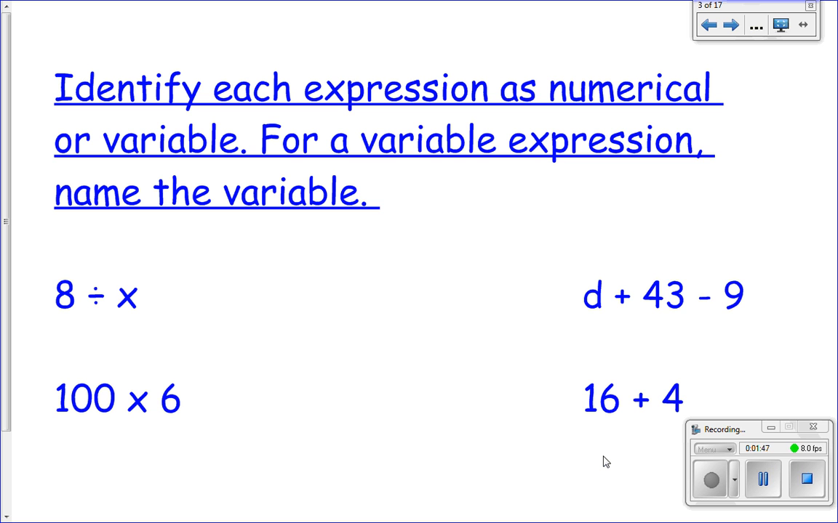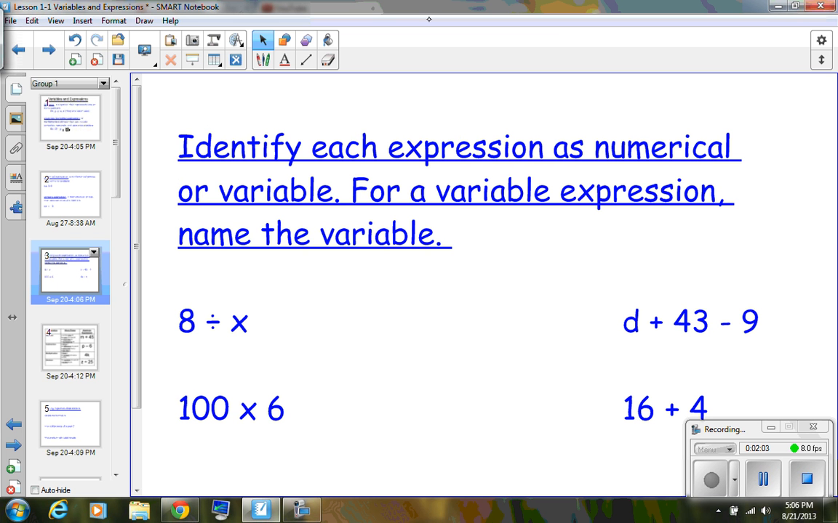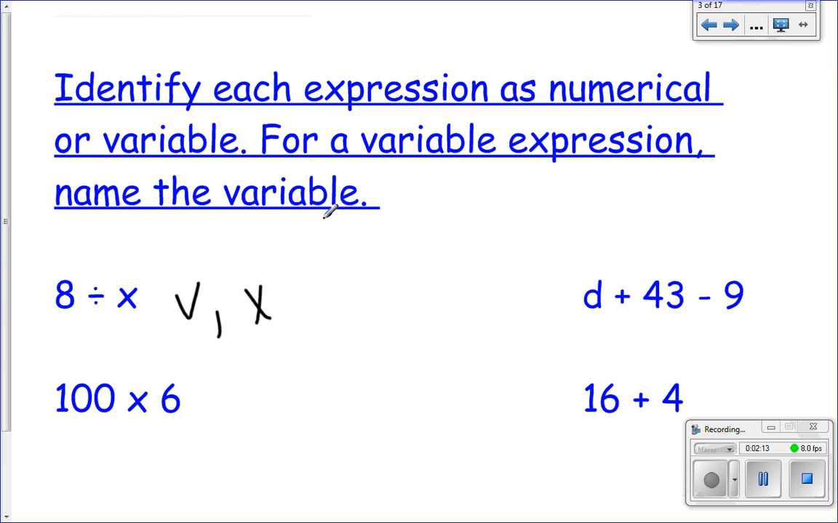So let's practice identifying whether these expressions are numerical or variable. So let's do the first one together. 8 divided by X. If you notice, there's a variable, so this would be a variable expression. And we need to define the variable, which would be the letter X. I want you to try all three of these on your own. Take note on this one. This is the multiplication sign, and we're going to talk about this when we come back. So now is a good time to pause and write these answers down in your notes.